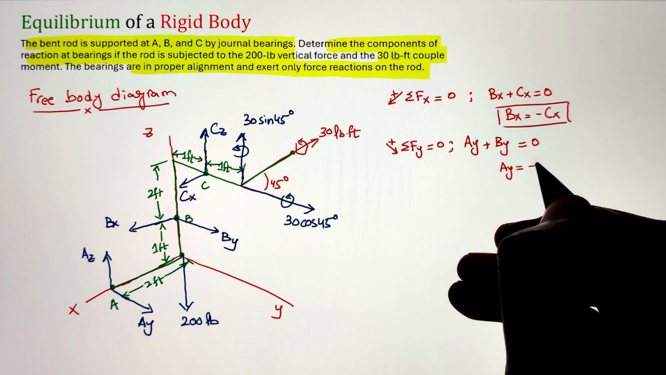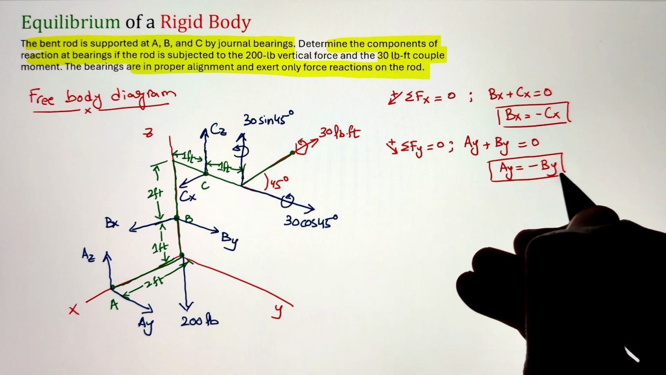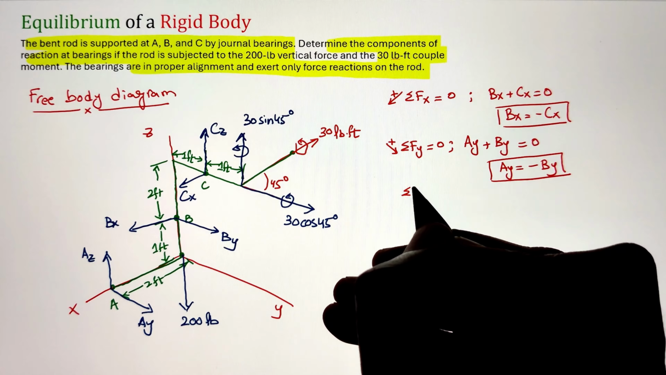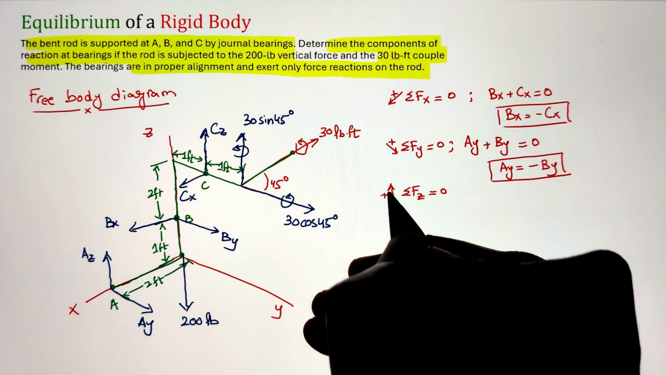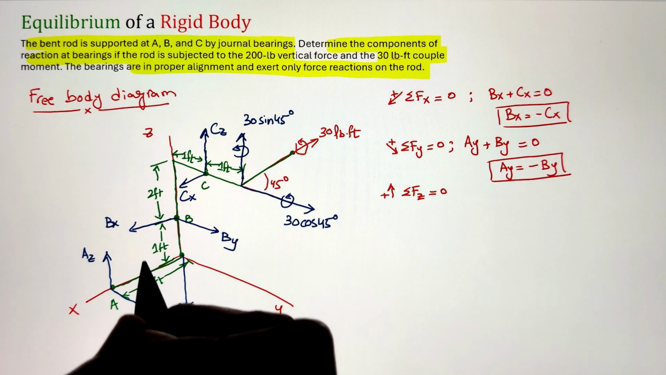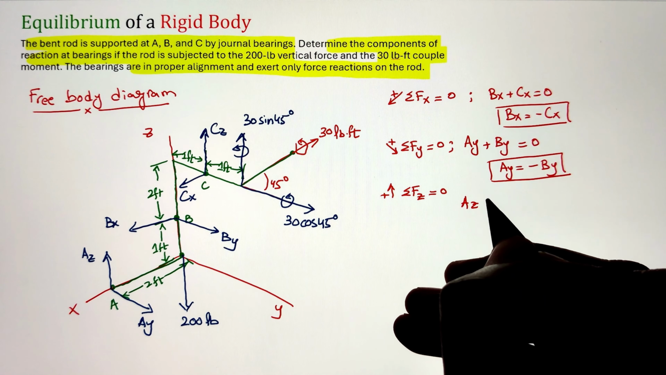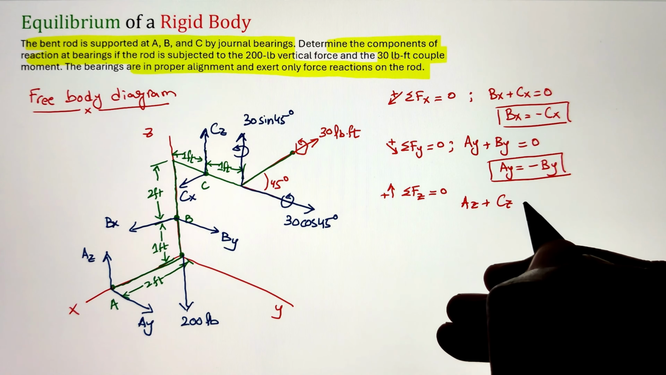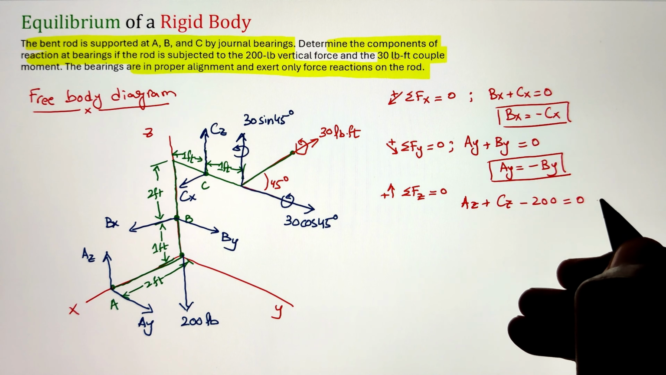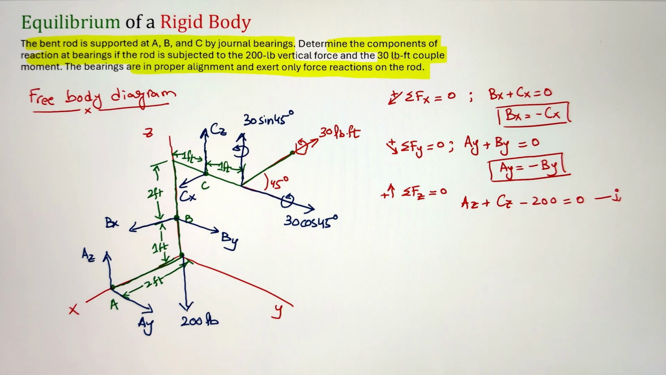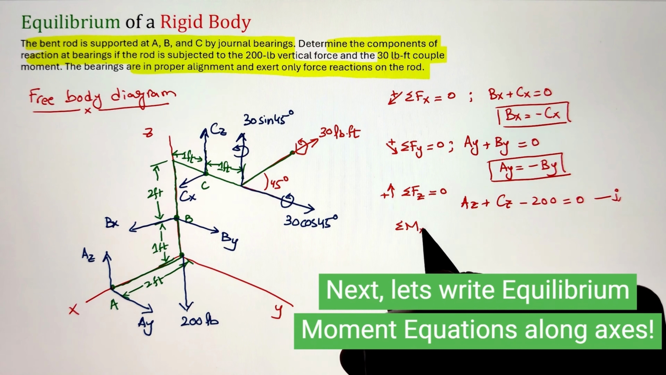Next, we can write our summation of forces along the y direction equals 0. And in this case, we only have AY and BY acting along the y direction. So their sum should also be equal to 0. Finally, summation of forces along the z direction. In this case, we have an external load that is acting downward, whereas AZ and CZ are going vertically upward. So our expression will be AZ plus CZ minus 200 equals 0.